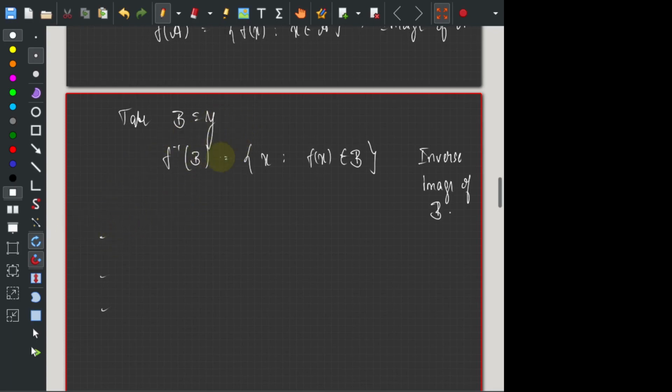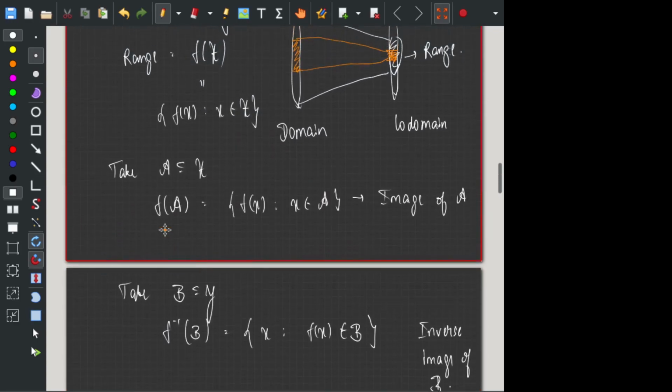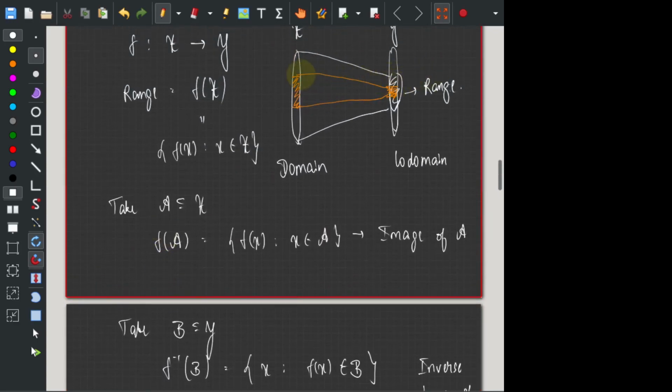So based on the size of the inverse image, sometimes called the pre-image, you can classify functions in various forms. A one-to-one function is one for which the inverse image of every point on the right has either size 1 or size 0. So for every point on the right, you can find exactly one point on the left, or you can find no point on the left.